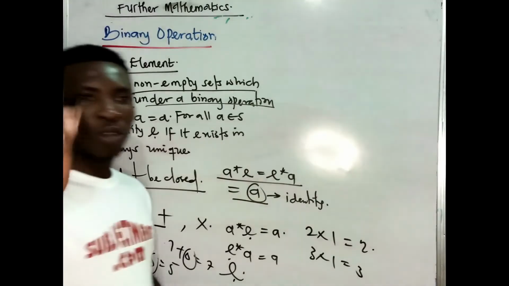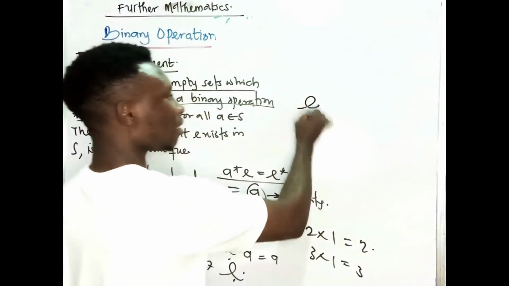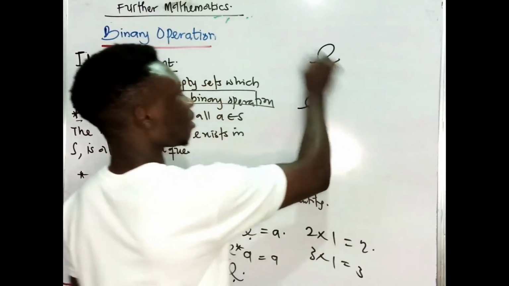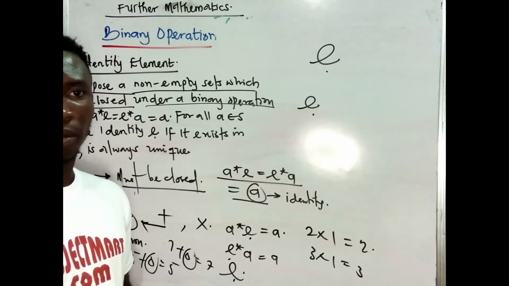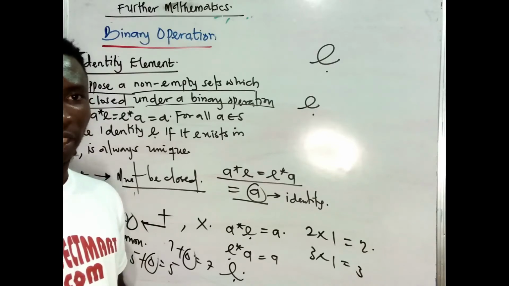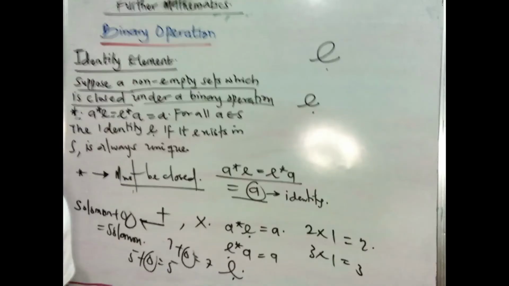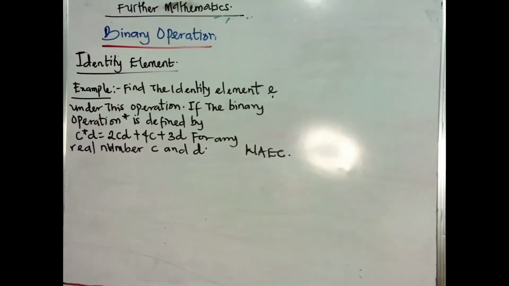So going further, your identity is denoted with the sign E. With this sign, this is what you denote your identity with. I believe we are catching it. Now, we have to go further.